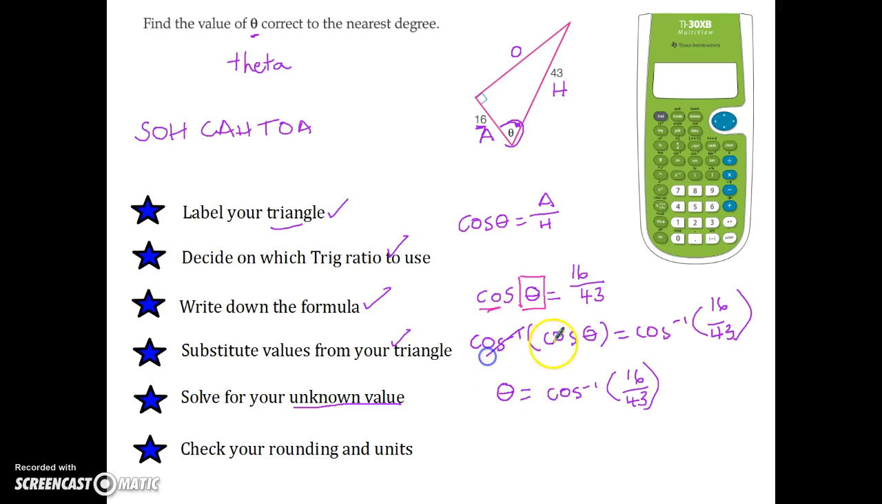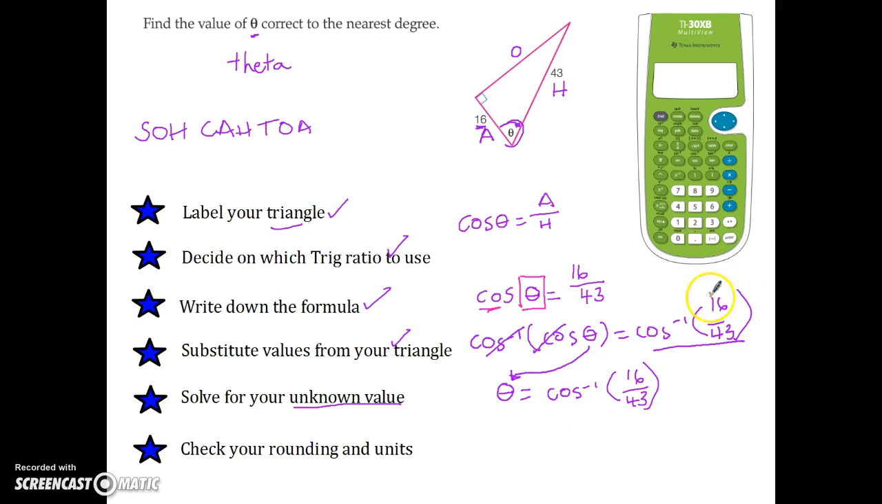Now cos and cos minus 1 are inverse of one another, so they cancel each other out. So I'm just left with theta is cos minus 1 of 16 over 43. What you need to do now is get to your calculator and work this bit out.